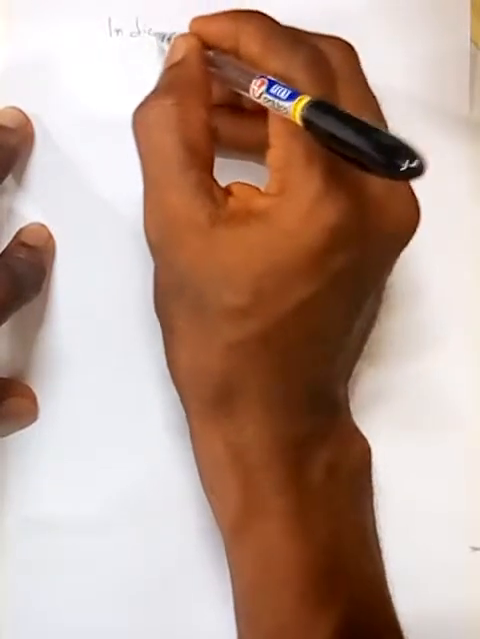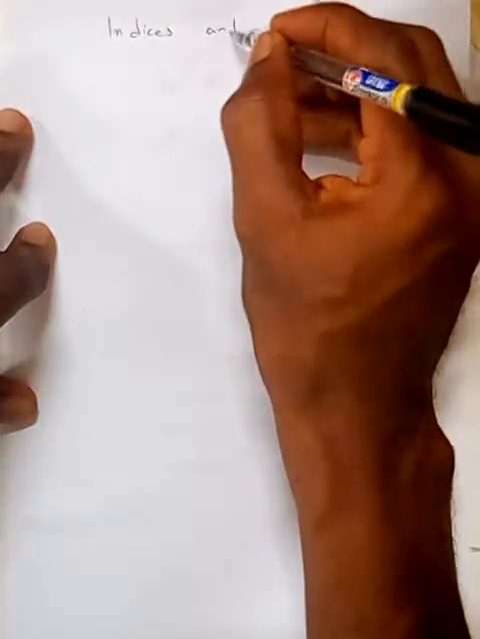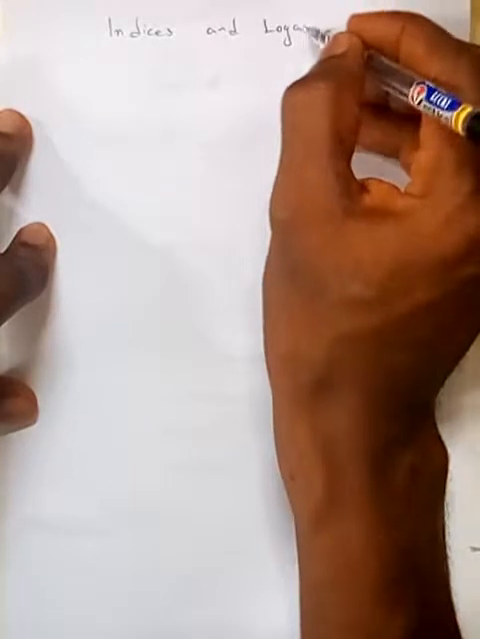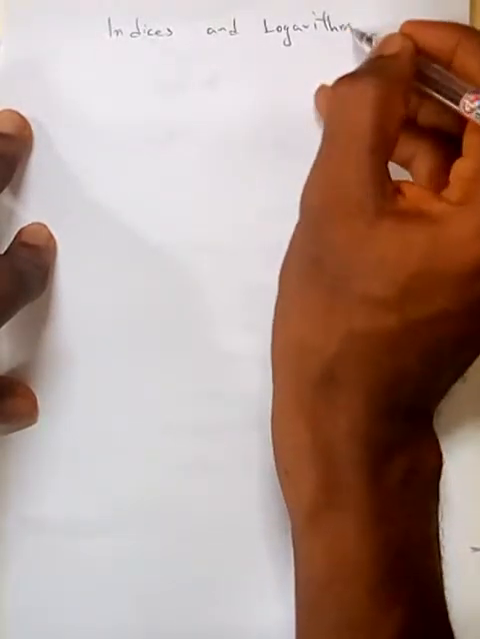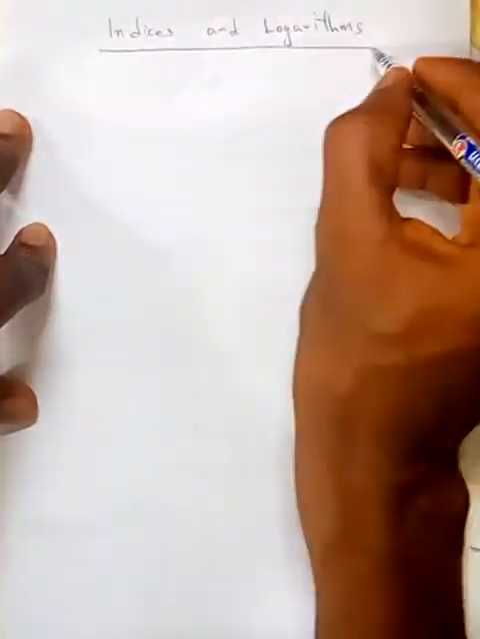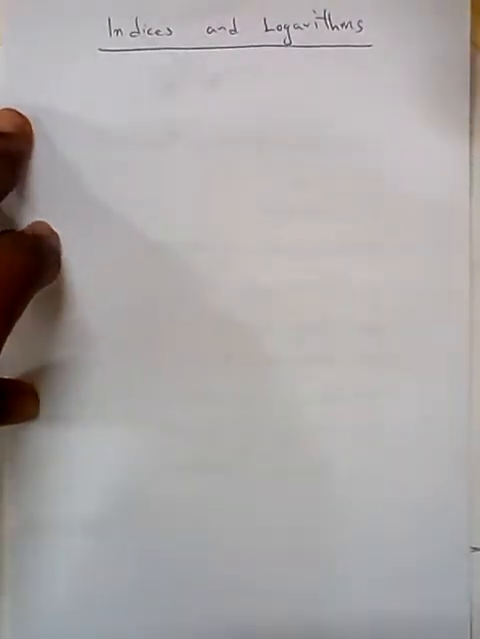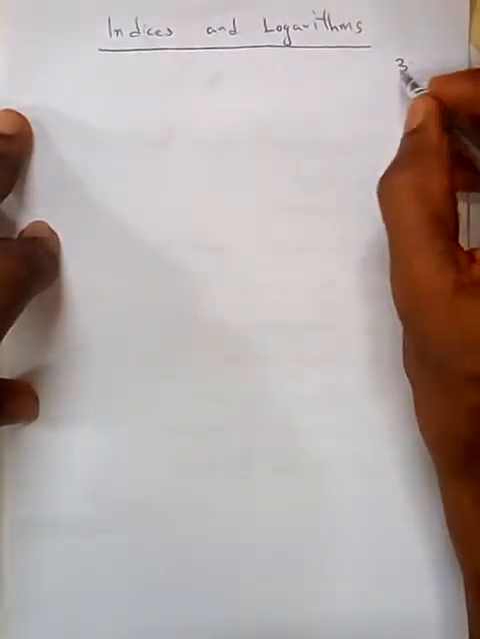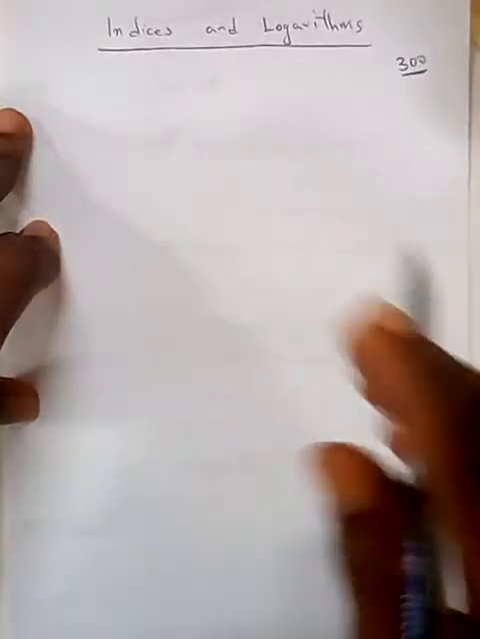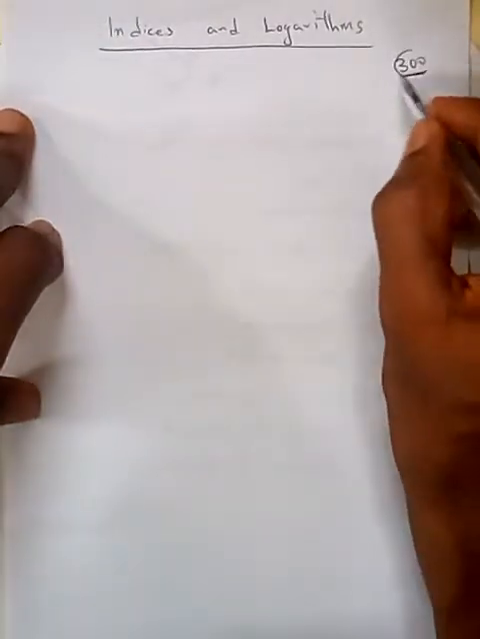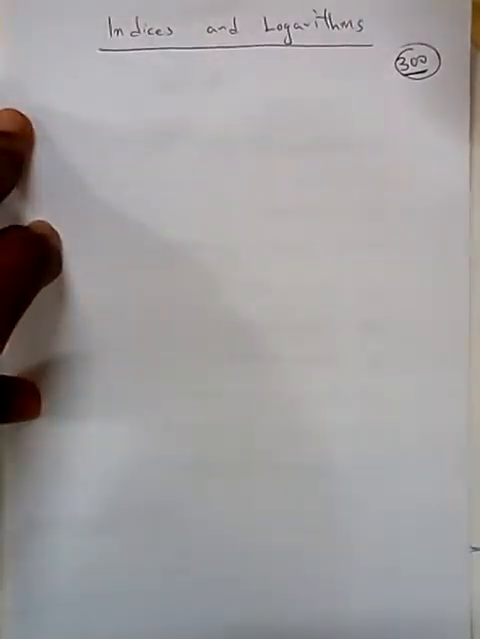Let's take the first topic, indices and logarithm. Now I know this is about the fundamentals, but in JAMB you need to be very thorough to hit it hard. My target is that you should aim at 300 and above. Yes, that's my target. You should get 300 and above in this 2018 JAMB.